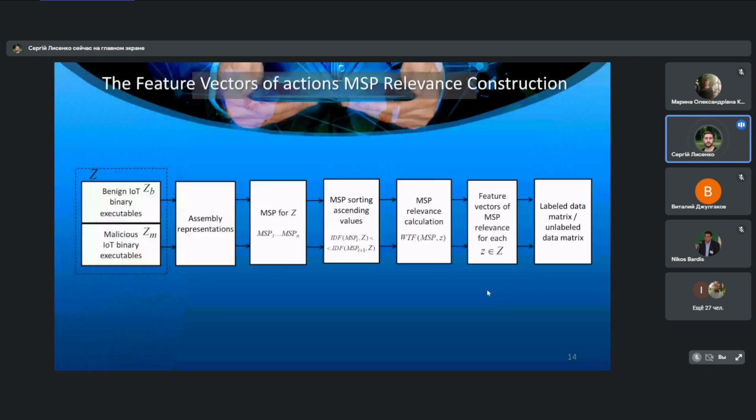Here is a summary of the steps. We are dealing with a set of benign and a set of malicious binary executables. After that, we perform assembly representations for each of them, and then we use MSP for all of them. After we obtain their values, we can sort them, evaluate relevance, and obtain feature vectors. Based on that, we obtain labeled and unlabeled data for further classification.